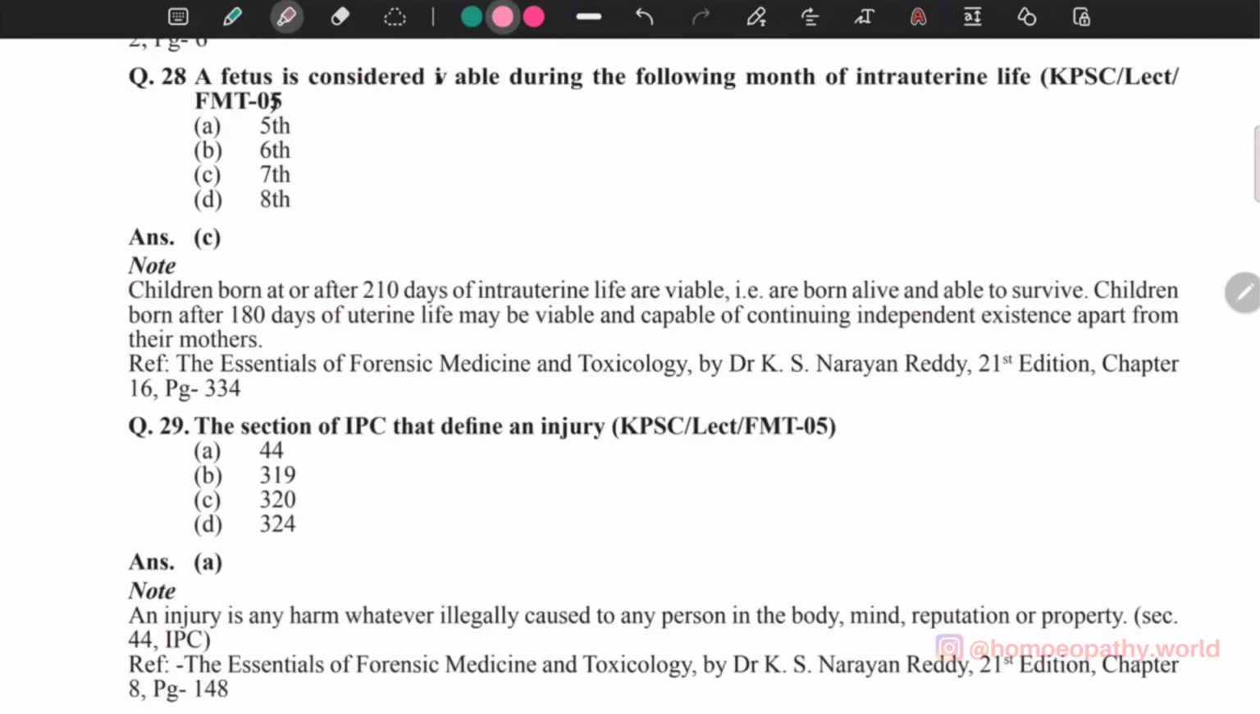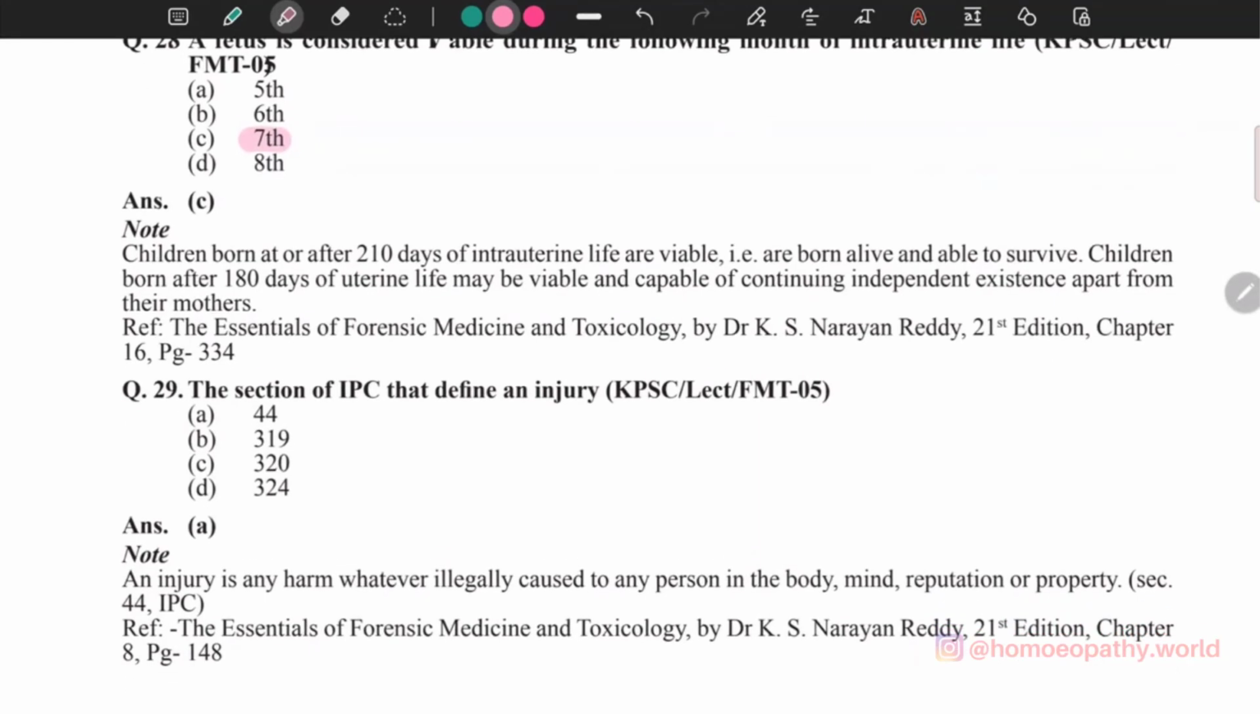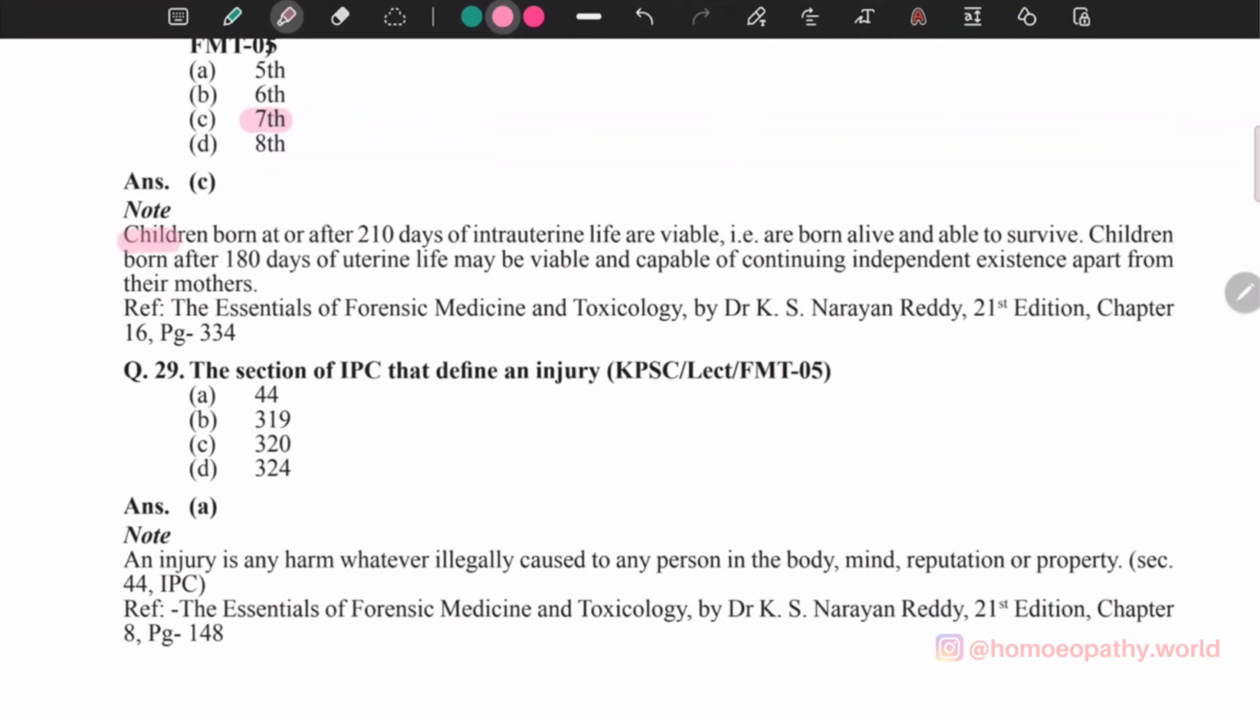Okay. Next, a fetus is considered viable during the following month of uterine life. A. 5th month, B. 6th month, C. 7th month, and D. 8th month. The answer is 7th month. That is, children born at or after 210 days of intrauterine life are viable.